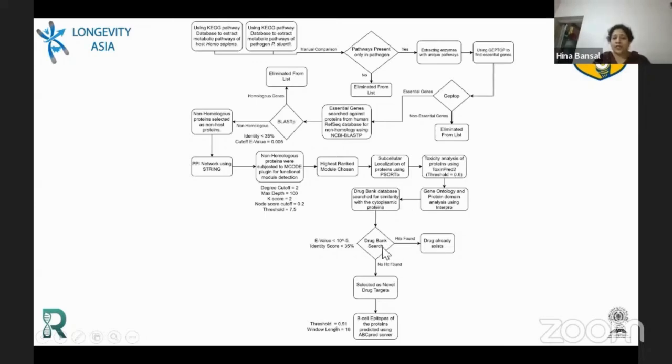All the genes which have existing drugs, meaning the hits found, will be discarded, and all the proteins with no hits, for which drugs are not found, are selected as novel drug targets. Then finally, the epitope mapping was conducted using the ABCpred server.